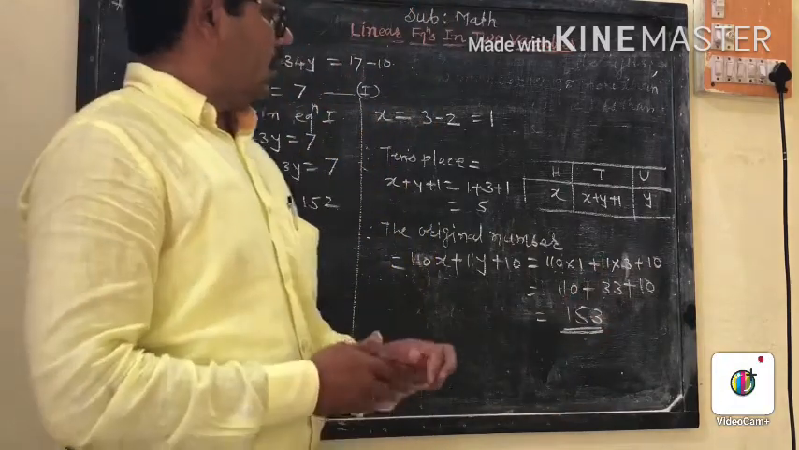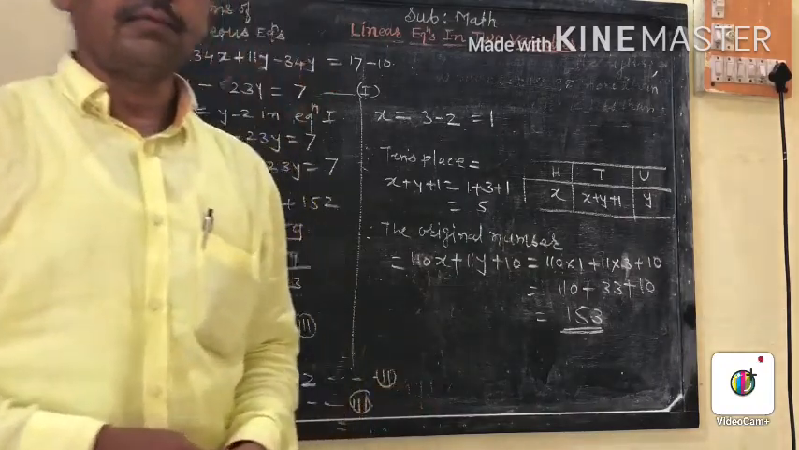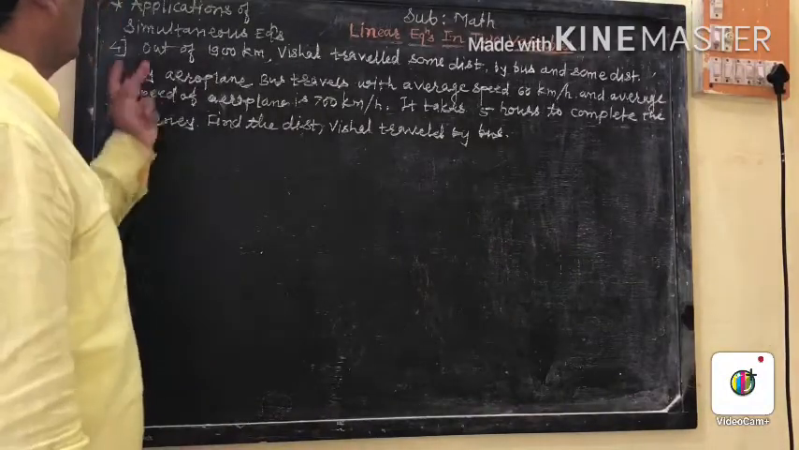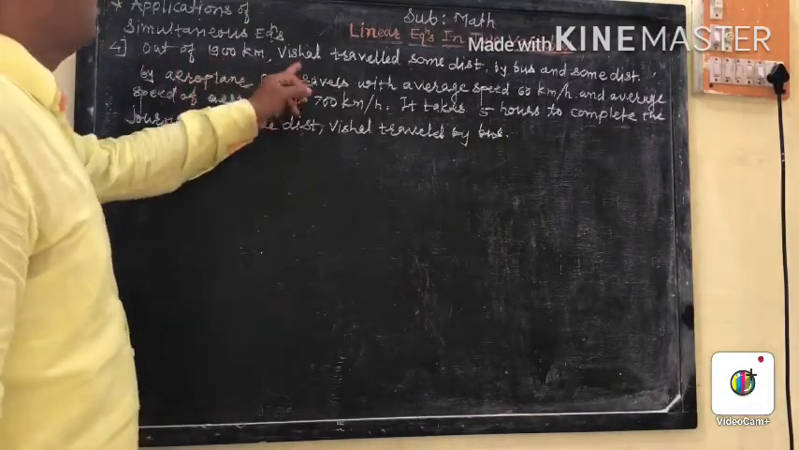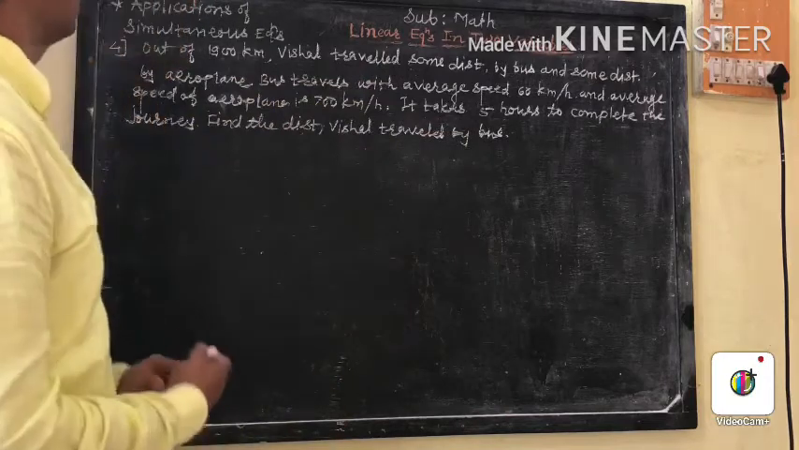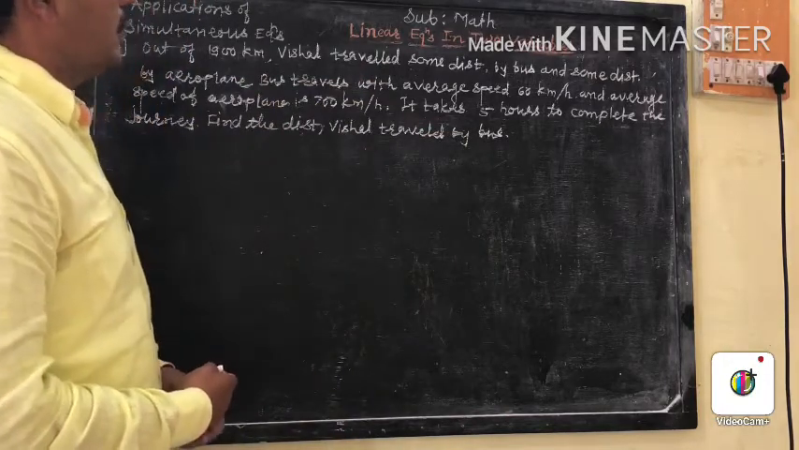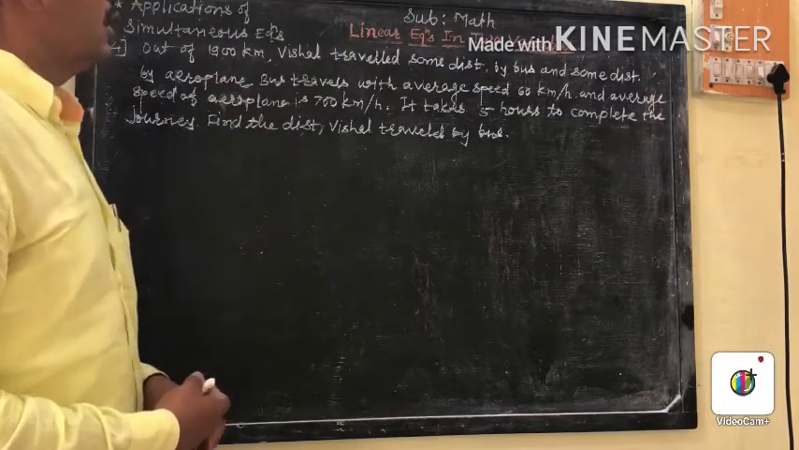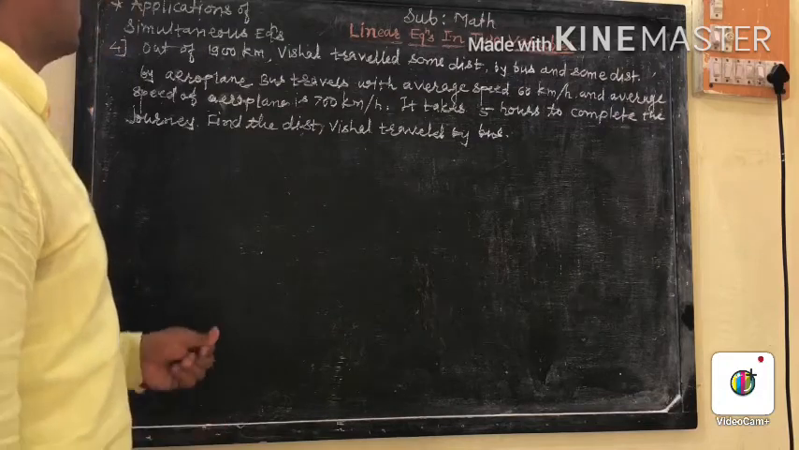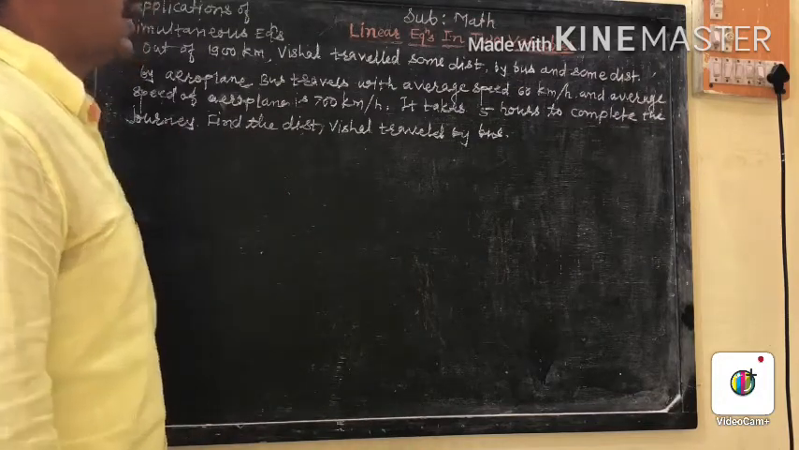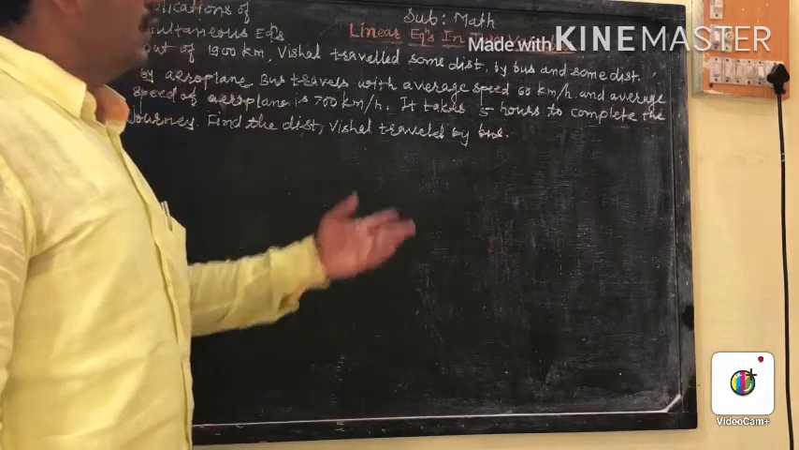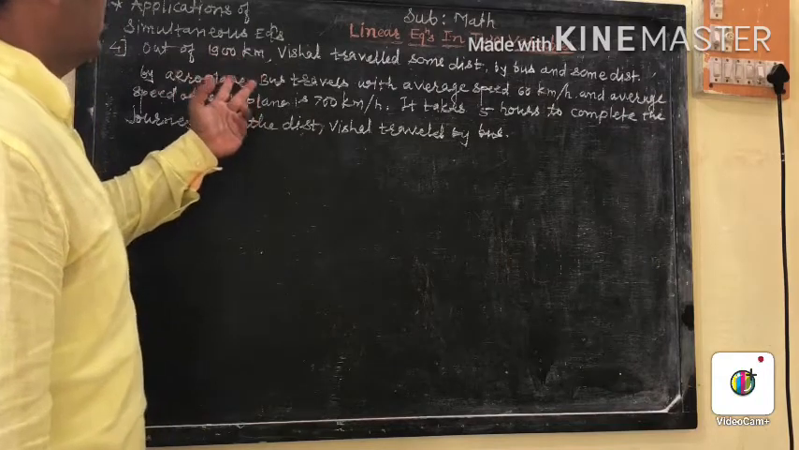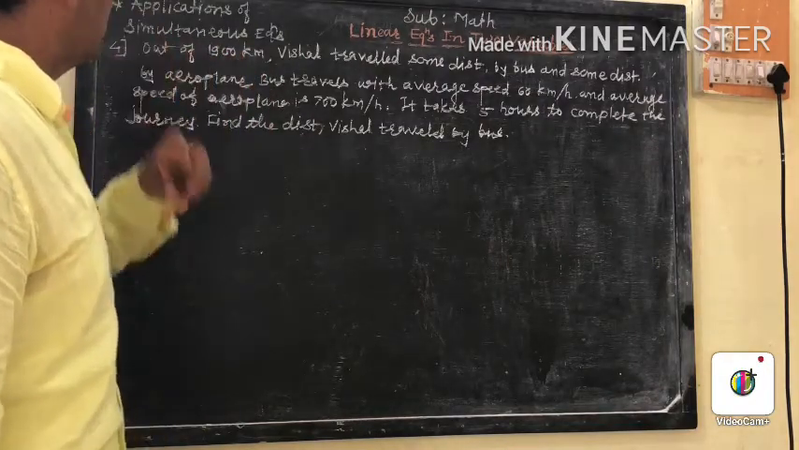Now we will see another example. Out of 1900 km we shall travel some distance by bus and some distance by aeroplane. Bus travels with average speed 60 km per hour and average speed of aeroplane is 700 km per hour. It takes 5 hours to complete the journey. Find the distance we shall travel by bus and by aeroplane. Now here the total distance traveled by Vishal is 1900 km.